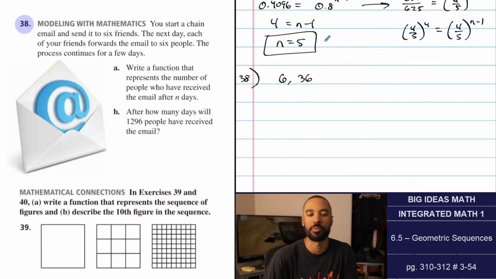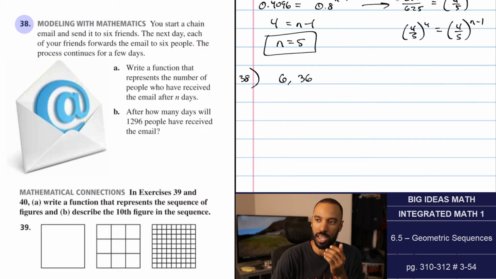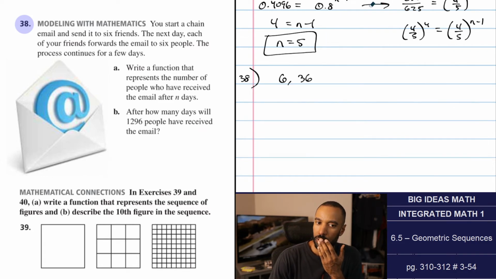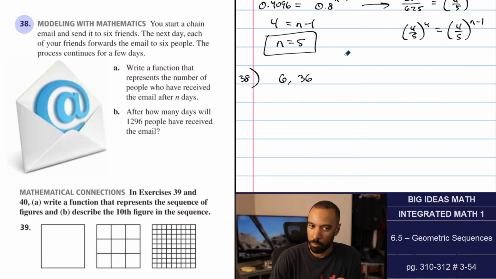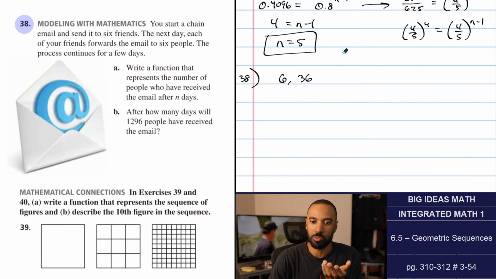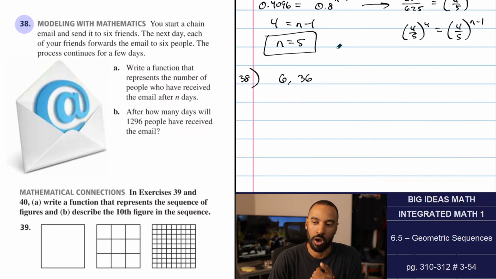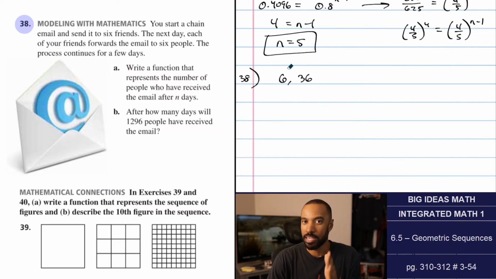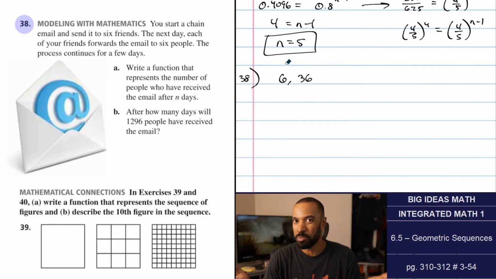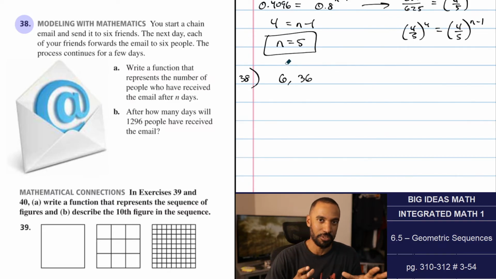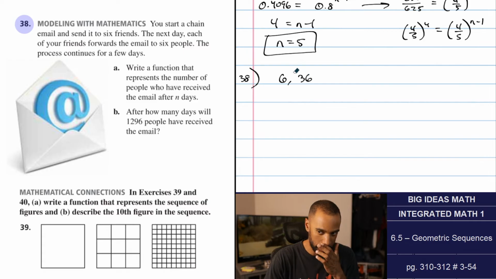This is: write a function that represents the number of people who have received the email after n days. I don't know if they mean the total number. I don't think they mean the total number as an overall. As in, if I sent the email to 6 people, now 7 people have it because I did it and those other 6. Like that. I don't think they're doing that. I think it's just something like this.